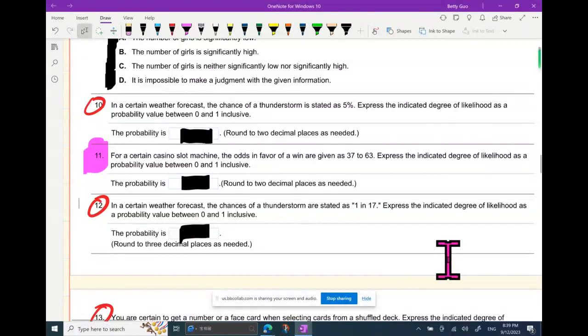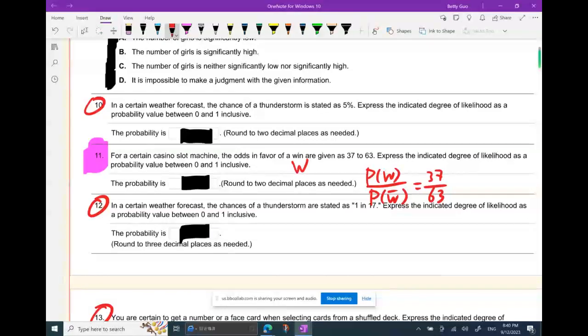Okay, so basically we are considering the result winning, right? Let's use capital W to represent winning. That means P of W over P of W bar is 37 over 63. Do you agree? In favor of winning, 37 to 63, right?